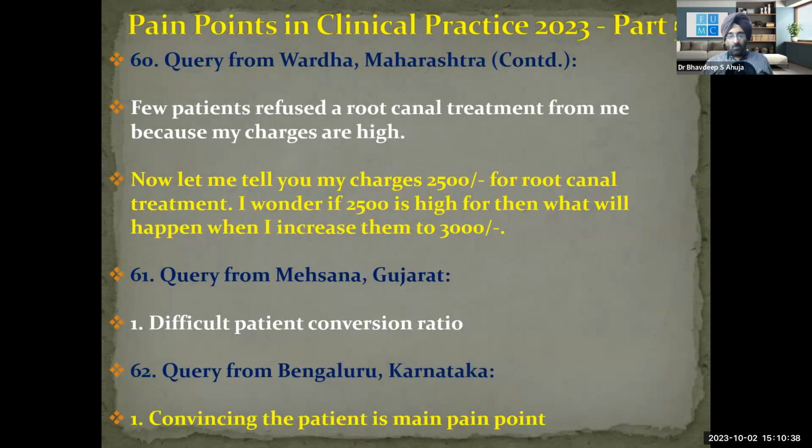Query from Mehsana, Gujarat. Difficult patient conversion ratio. Difficult patient conversion ratio का क्या मतलब है भाई साहब? थोड़ा सा कुछ प्रकाश डाल देते इसके ऊपर, हमको भी कुछ समझ आ जाती. Difficult patient conversion ratio I can only mean is that you have low patient conversion ratio. Work on your selling skills. एक लाइन में आपने दिया, एक लाइन में मैंने दे दिया.